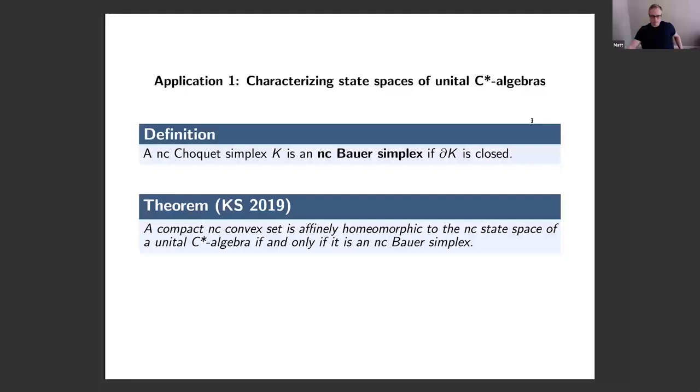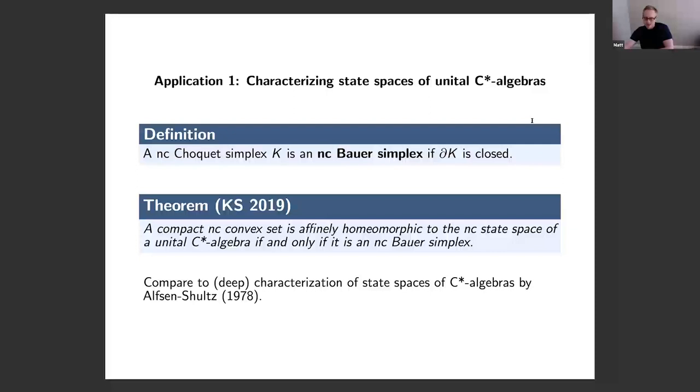And I'll just point out that in general, you're not going to be able to see this if you're only looking at the matrix state space of your C-star algebra, because in general, your extreme points will correspond to irreducible representations of your C-star algebra, and they might lie at infinity. So they might not even exist in finite dimensions.